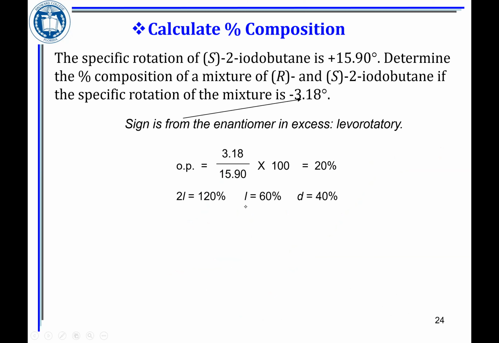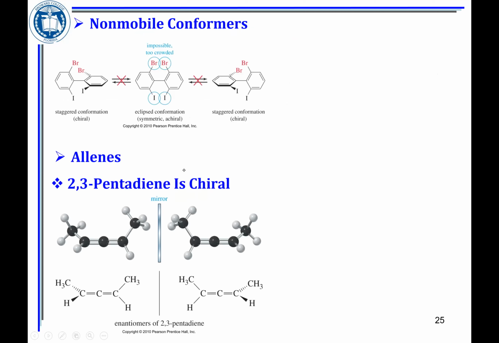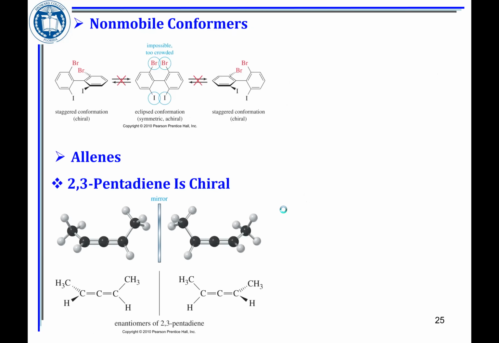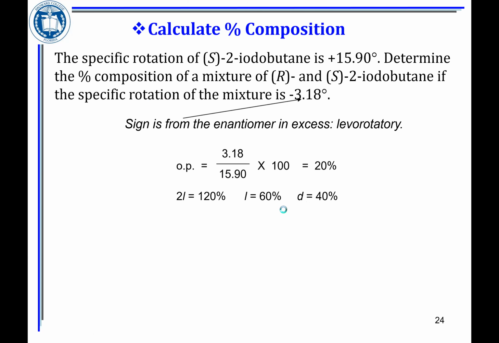Okay. So I wanted to make sure that you understand this: 2R is 120, and 1R is 60. So S is going to be 40%. Okay. Any questions about this before I move on?